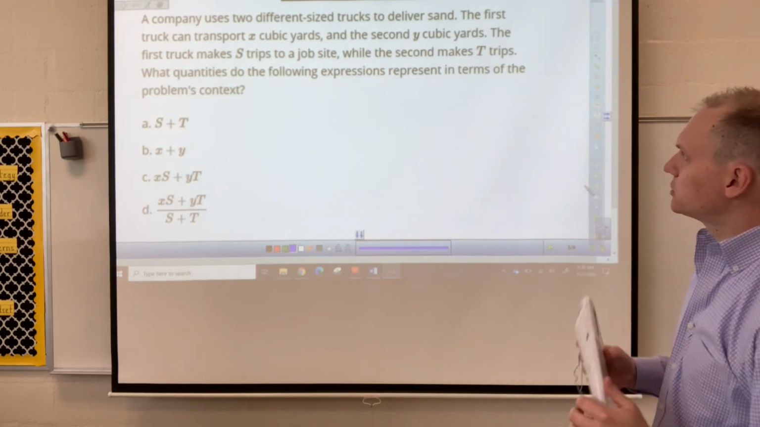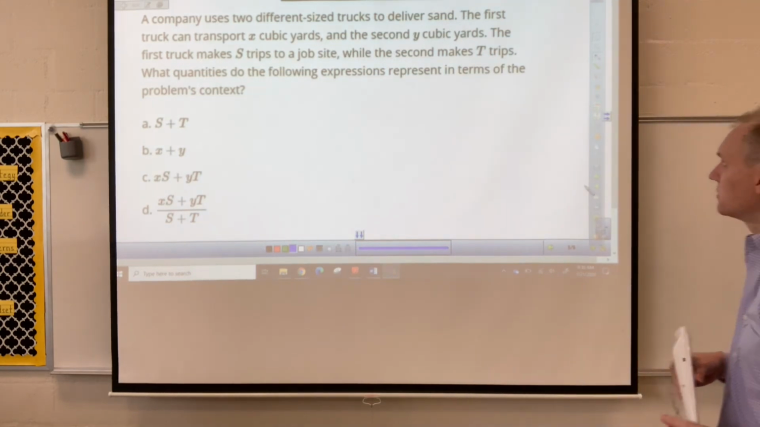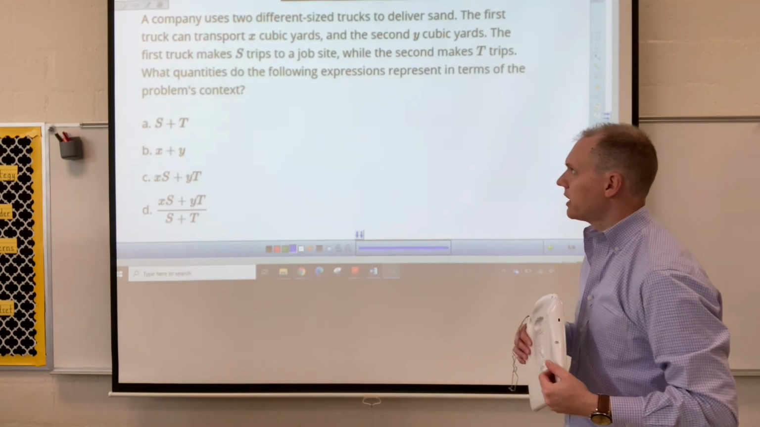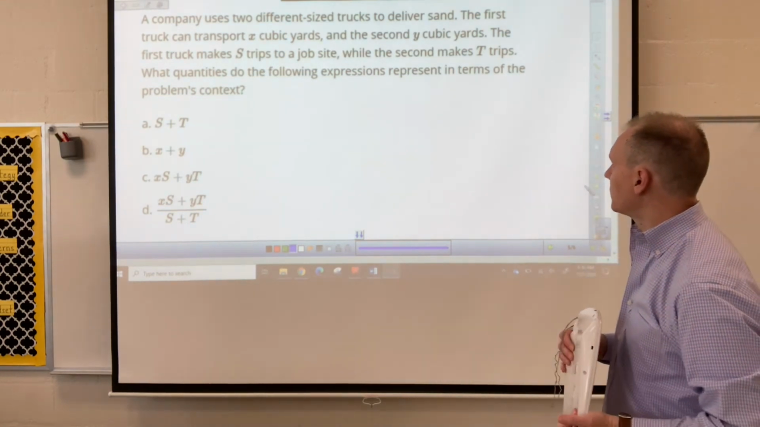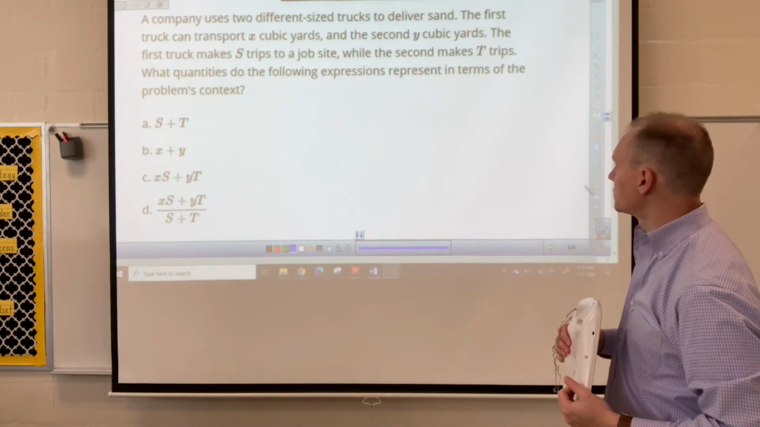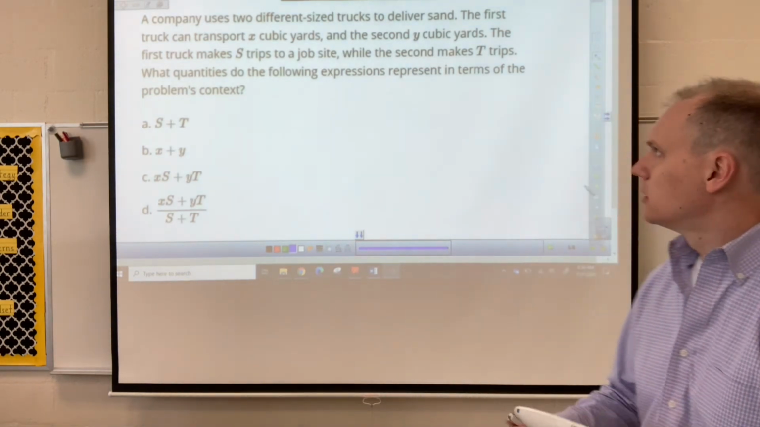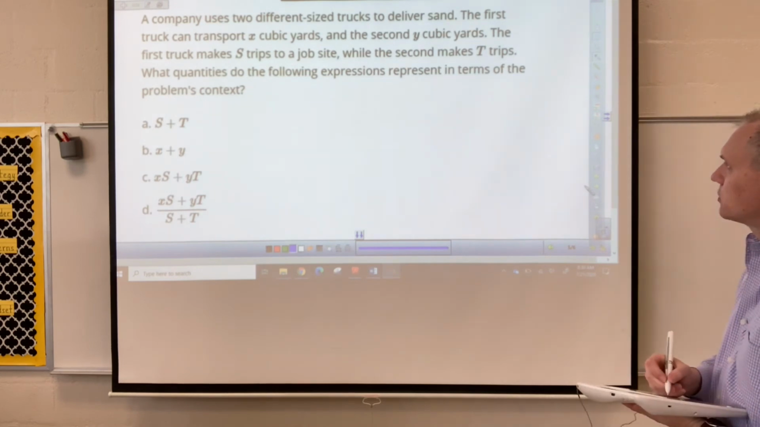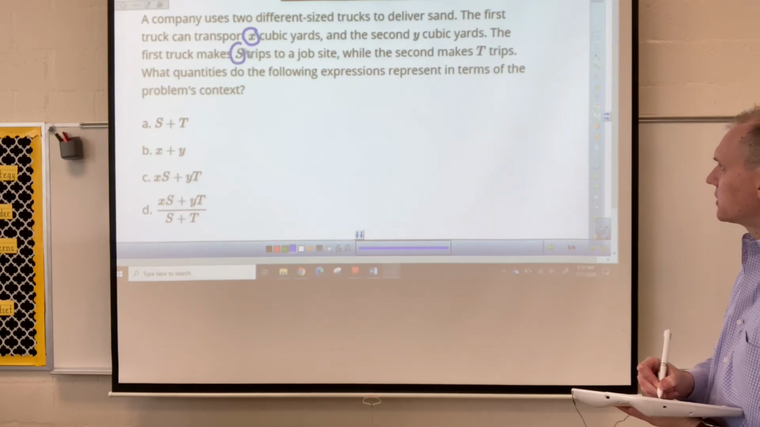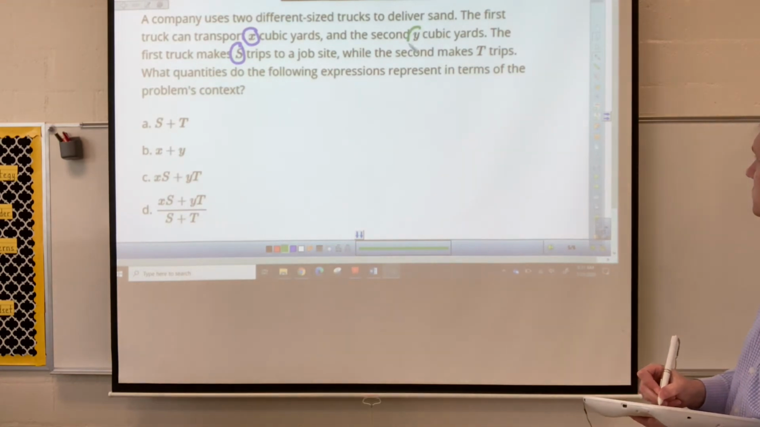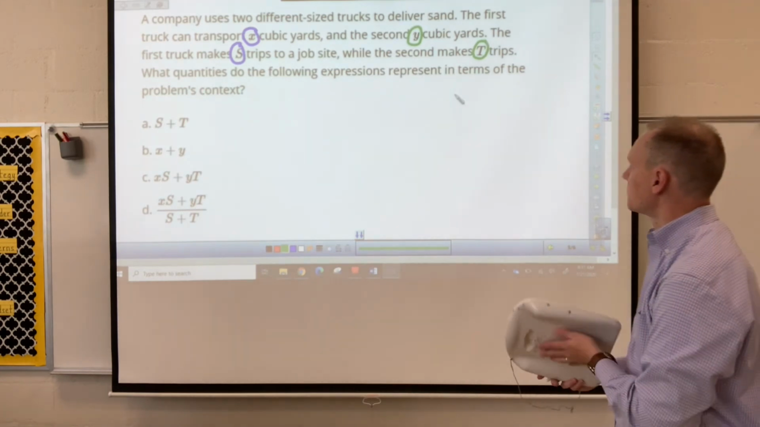So it says a company uses 2 different sized trucks to deliver sand. The first truck can transport X cubic yards, and the second Y cubic yards. The first truck makes S trips to a job site. So I'm going to circle what the first truck does. The first truck takes X cubic yards and makes S trips. And in green, the second truck takes Y cubic yards and makes T trips.